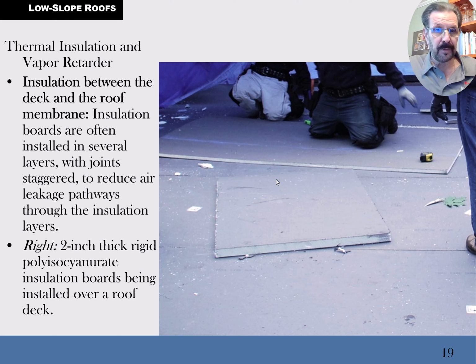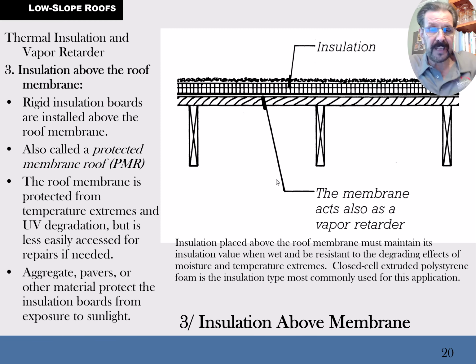Here's some of the tapered insulation that could be used. Can't really tell how well it's tapered, but they'll have different thicknesses at the very least in order to send the water toward a drain. And then the third category of the 3 is insulation above the roof membrane. It's a roof membrane, sorry. Insulation above the roof membrane.